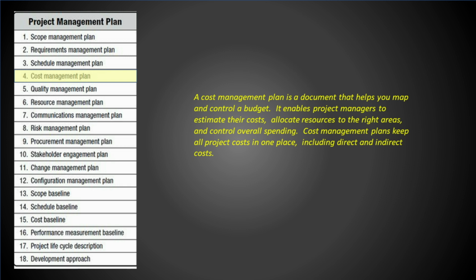A cost management plan is a document that helps you map and control a budget. It enables project managers to estimate their costs, allocate resources to the right areas, and control overall spending. Cost management plans keep all project costs in one place, including direct and indirect costs.